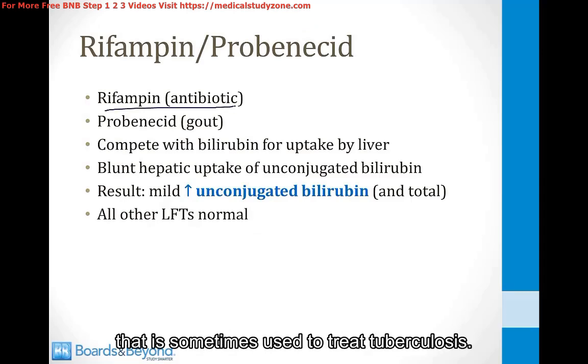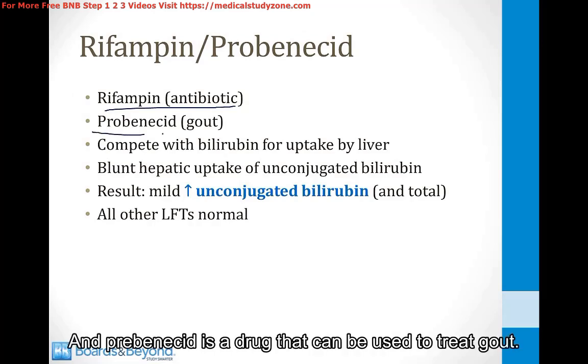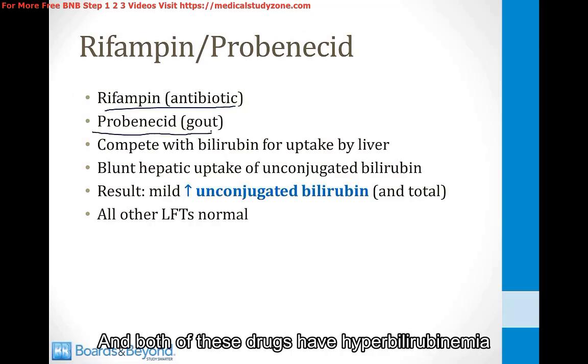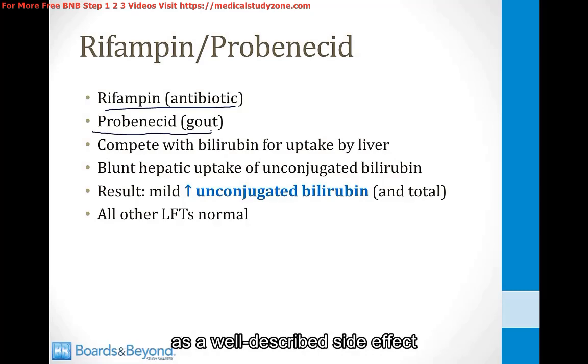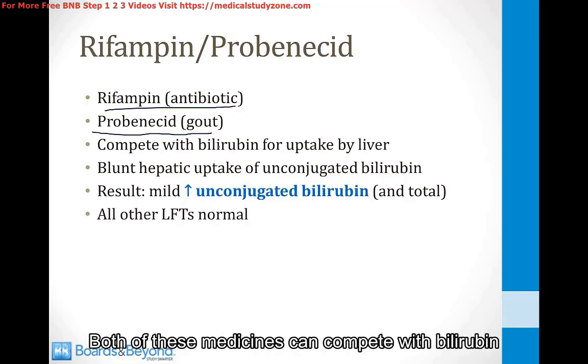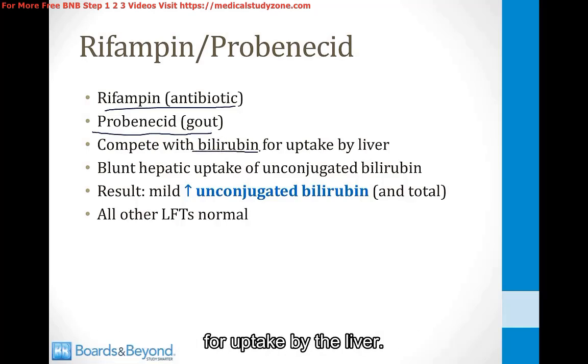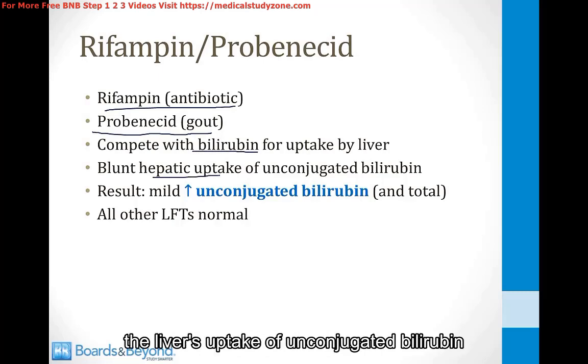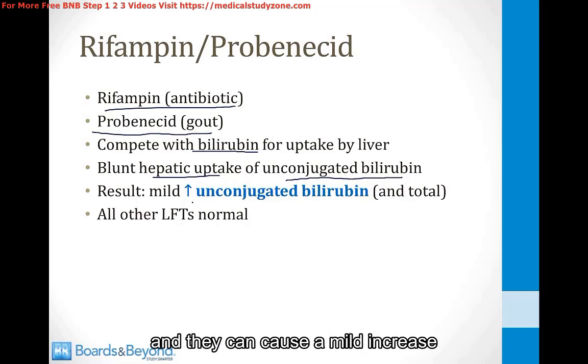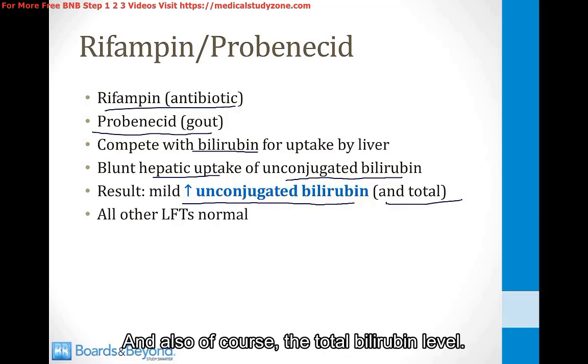Rifampin is an antibiotic that is sometimes used to treat tuberculosis, and probenecid is a drug that can be used to treat gout. Both of these drugs have hyperbilirubinemia as a well-described side effect that occurs in a small number of patients. Both of these medicines can compete with bilirubin for uptake by the liver, so they can blunt the liver's uptake of unconjugated bilirubin, and they can cause a mild increase in the unconjugated bilirubin level, and also, of course, the total bilirubin level.